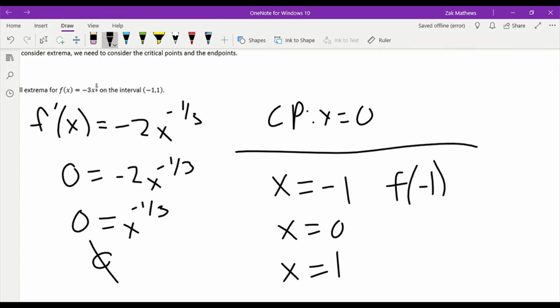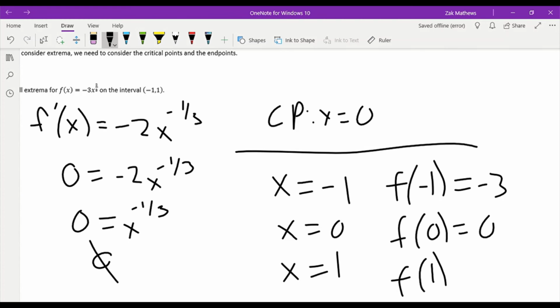So I'm going to look at what is f of -1. We have negative 1 squared, that's 1. The third power of it is still 1. Then multiplying by negative 3, we get a negative 3. Next, f of 0. 0 squared is 0. Third power of 0 is 0. Times 3 is 0, or negative 3 is 0. And finally, f of 1. Well, it's going to be the exact same as the negative 1 because it's being squared.